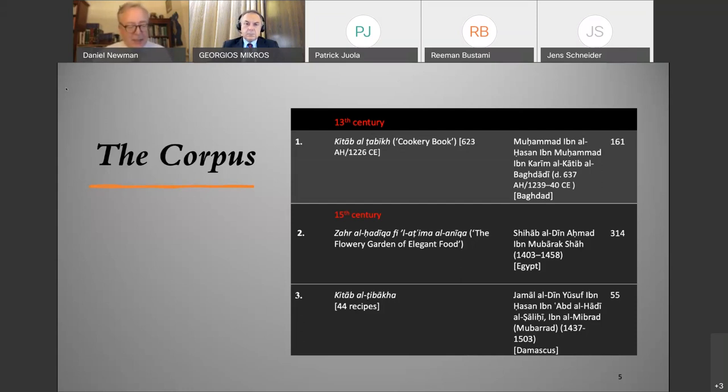The third text is by a man called Ibn al-Mibrat or al-Mubarrad, who was a Damascus-born legal scholar specializing in hadith studies, but also known for a number of works in other fields, most notably history.